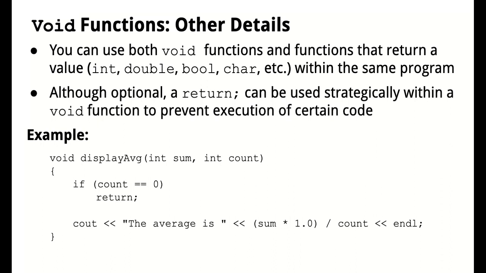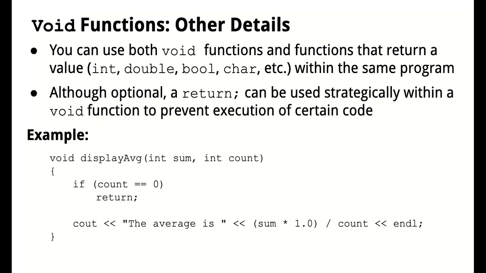Because once you hit that return statement, the function will be done executing and it'll go back to wherever called the function. And here's a nice example. Let's suppose you had a program that tallied a sum and an amount of numbers and then just wanted to determine the average from that calculation. That would be done in this display average function that we have here.